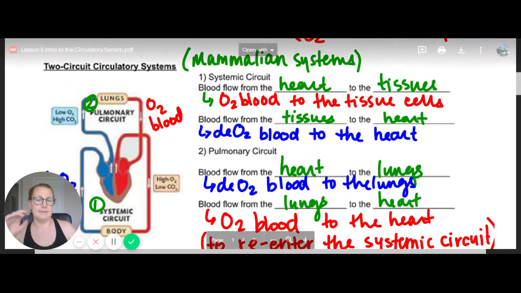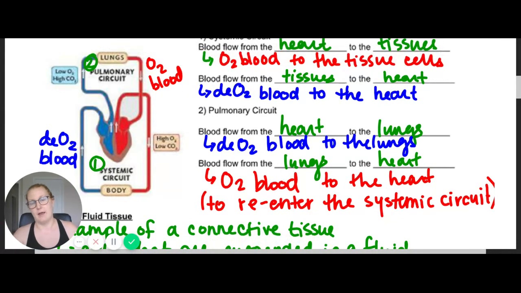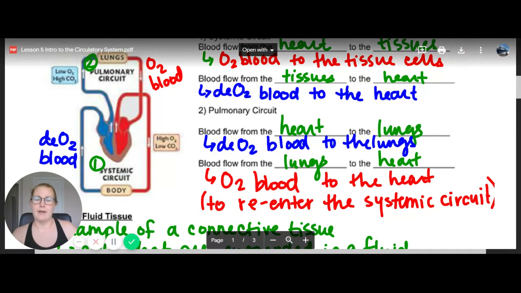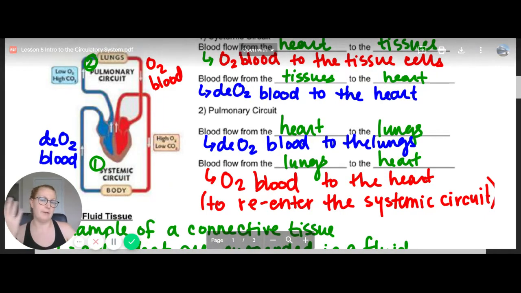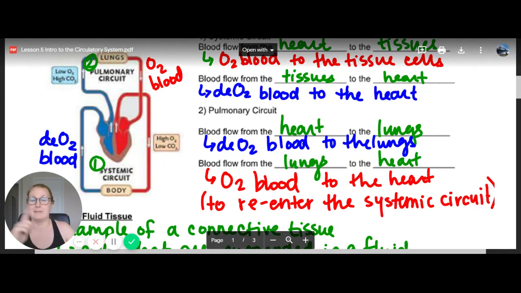The second one is the pulmonary circuit. The pulmonary circuit is going to the lungs from the heart and vice versa. So I have deoxygenated blood traveling from heart to lungs. That's where it's going to actually pick up oxygen, drop off CO2, and then flow back from the lungs to the heart as oxygenated blood. So that's the reason for all of these pictures.